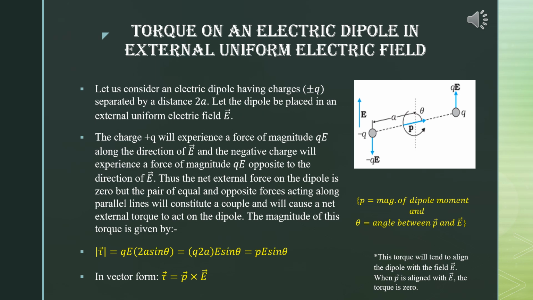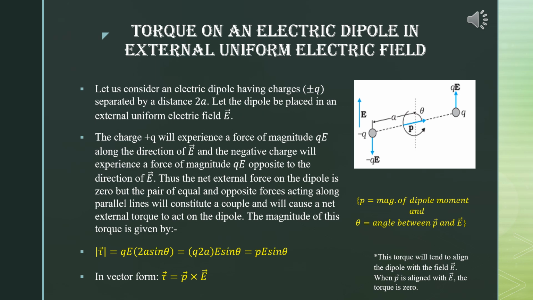Now, the next part is very important. We are discussing the effect of an external uniform electric field on an electric dipole. External means, see, the dipole also produces a field, but we are not talking about that. We are talking about the field due to some other agent.